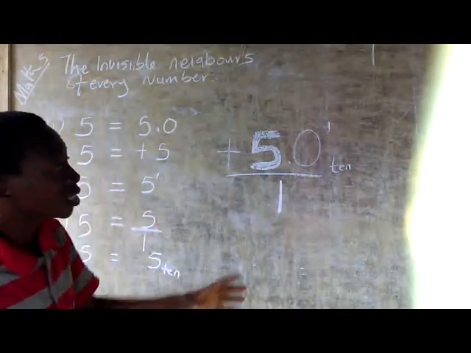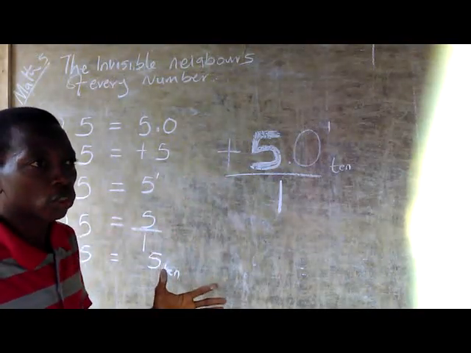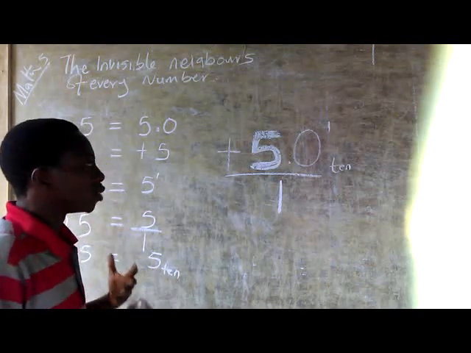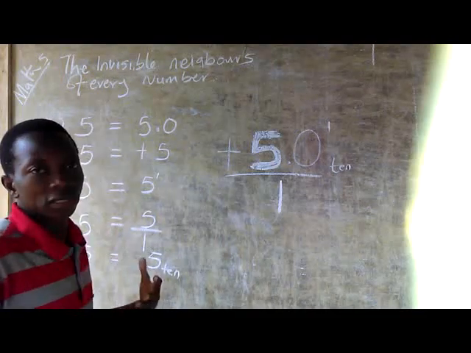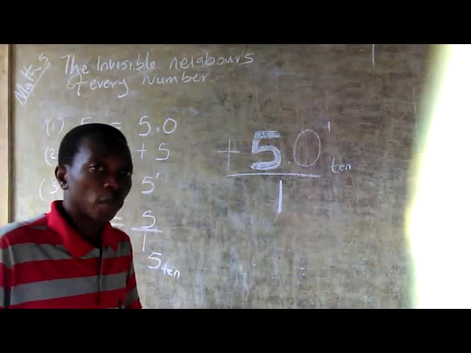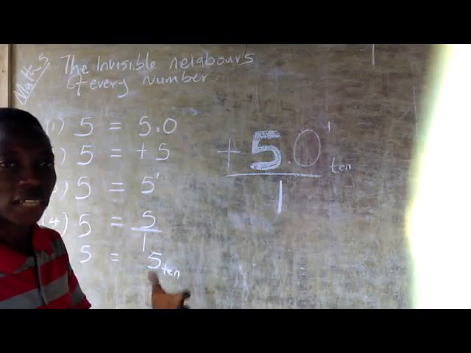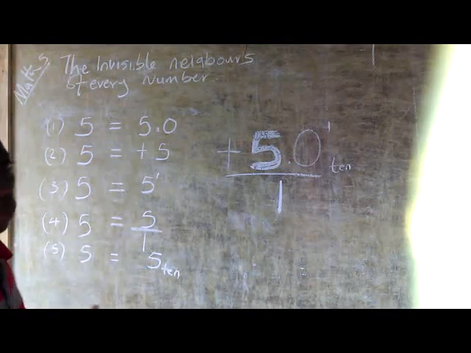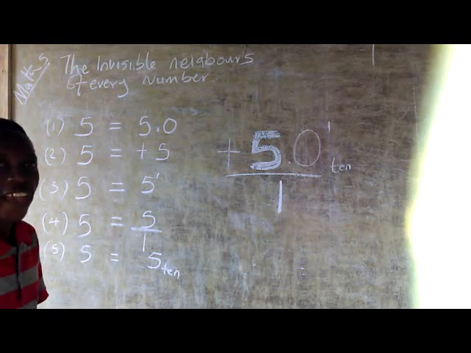So 5, or any other number, has neighbors which you may not see. Your class teacher, your math teacher may not tell you that. He knows it. He understands it. But it is not taught. And this might be the reason why many people have problems with mathematics. So all these things you have to know so that you know how to handle numbers and work out problems in mathematics. These are the invisible neighbors of any number.